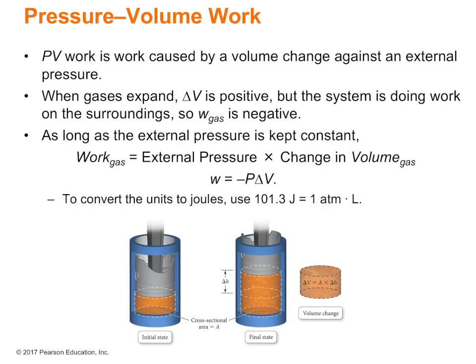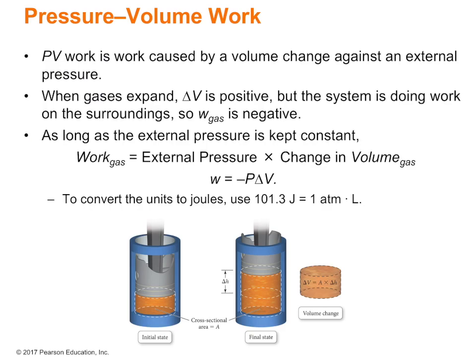Okay, let's talk about pressure volume work. So let's kind of shift gears from heat to pressure volume work. PV work is work caused by a volume change against an external pressure. So we have seen that energy transfer between a system and its surroundings can occur via heat or work. We just calculated the heat associated with an observed temperature change. Now we turn to calculating the work associated with an observed volume change.